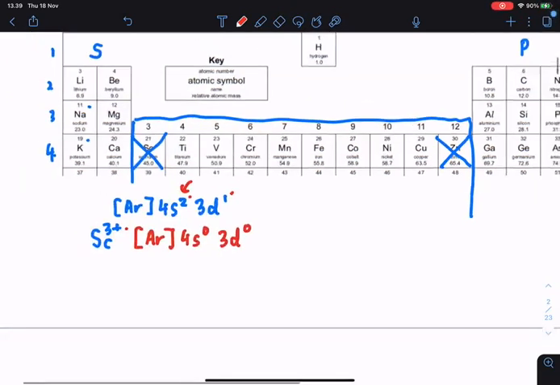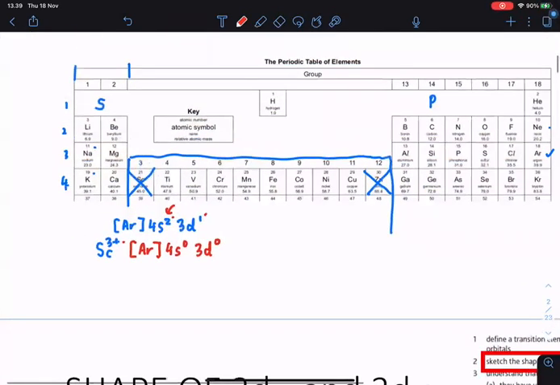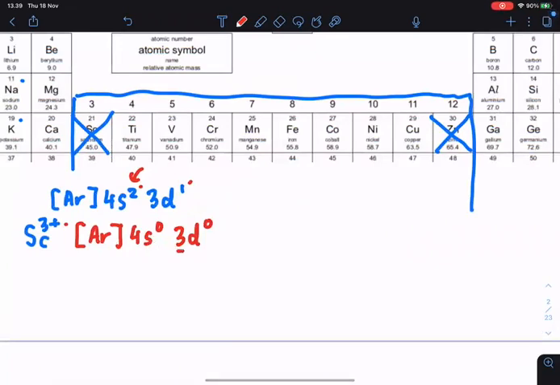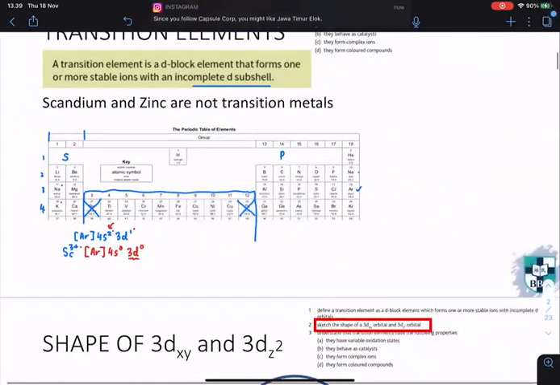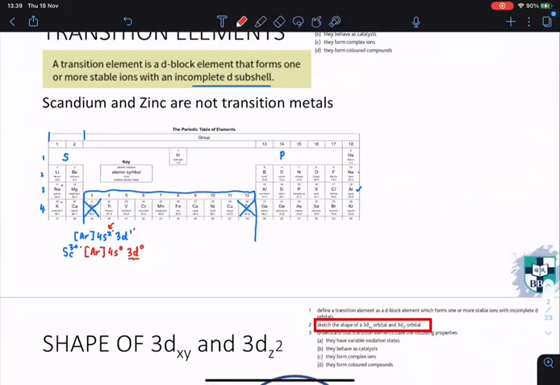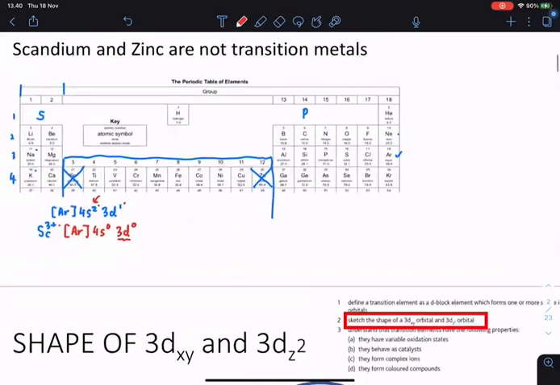Now, the ion does not have any electrons in the 3d subshell. According to the definition, you must have one or more stable ions with incomplete D subshell. Incomplete means it must at least have something. In this case, the 3d subshell is not occupied at all, so scandium is not considered a transition metal.